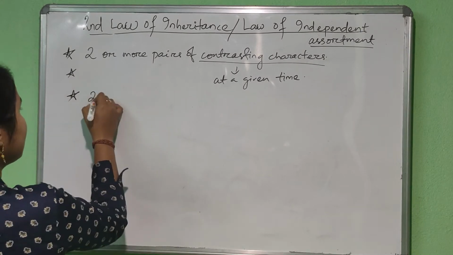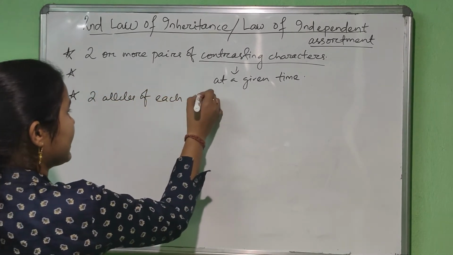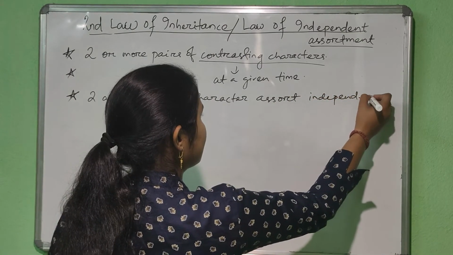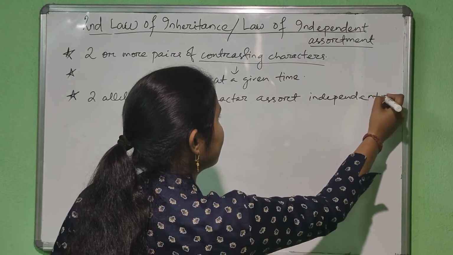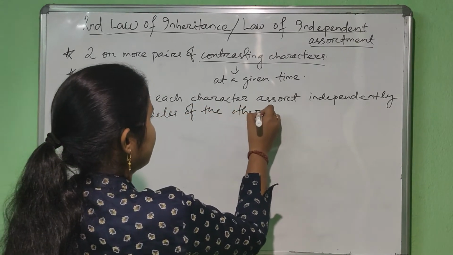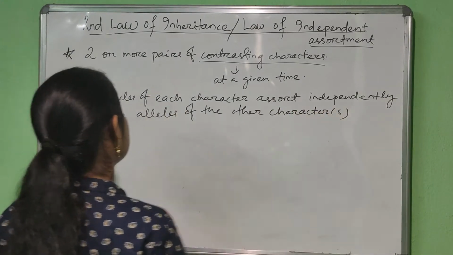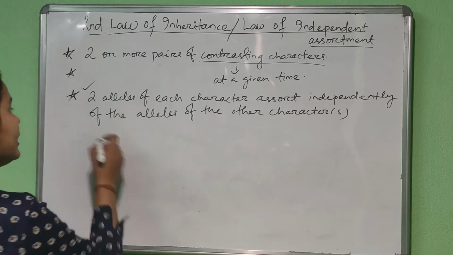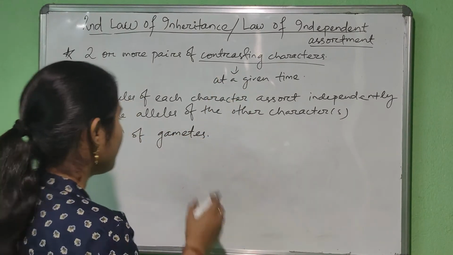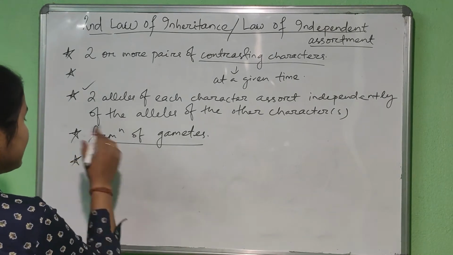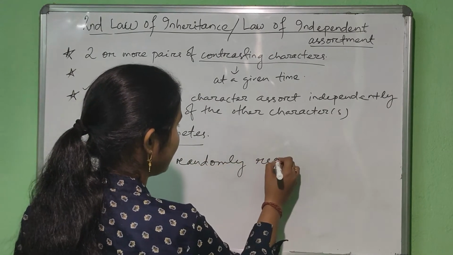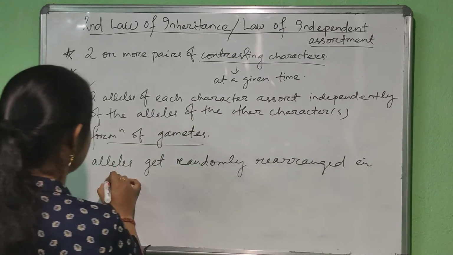Then we are saying that the two alleles of each character assort independently of the alleles of the other characters. Okay, clear? Then when is it happening? During the formation of gametes. All these processes are going on during the formation of gametes, and these alleles get randomly rearranged in the offsprings.